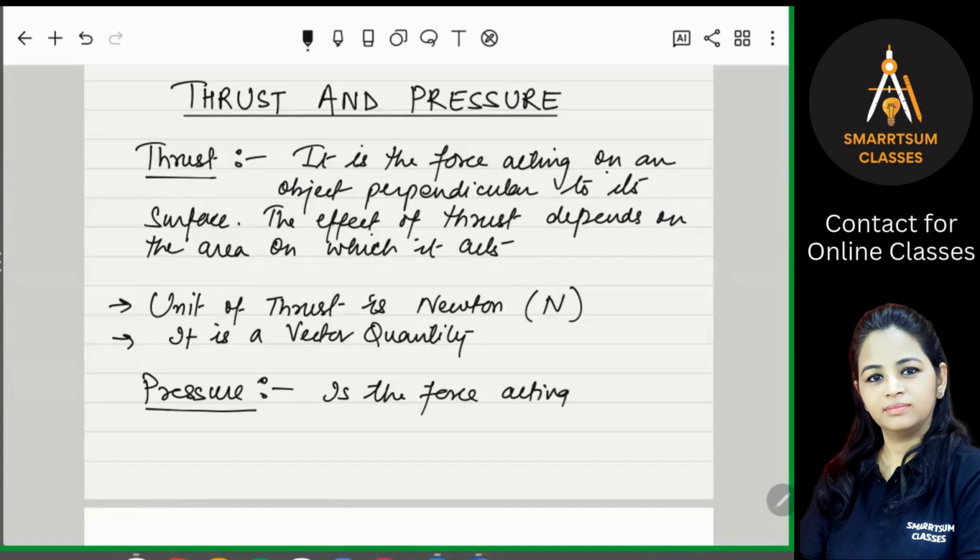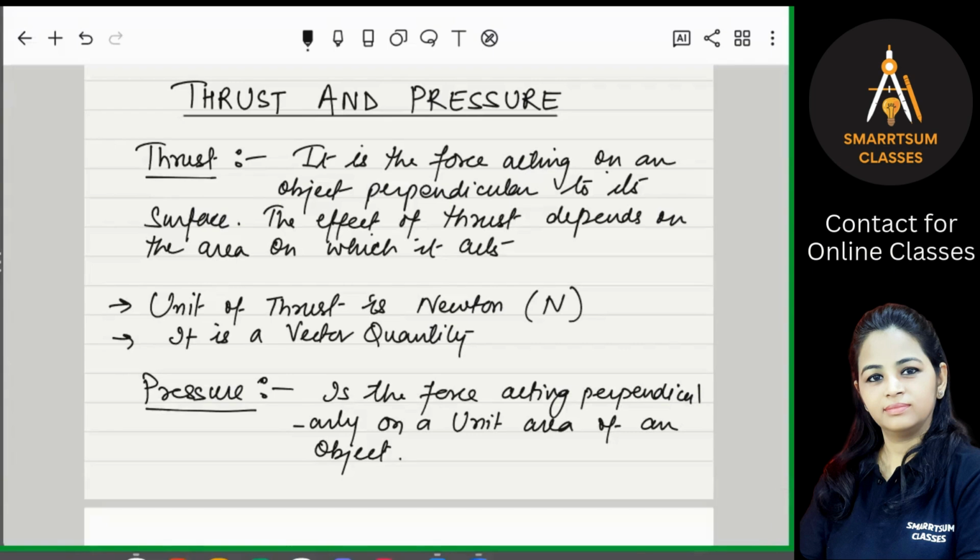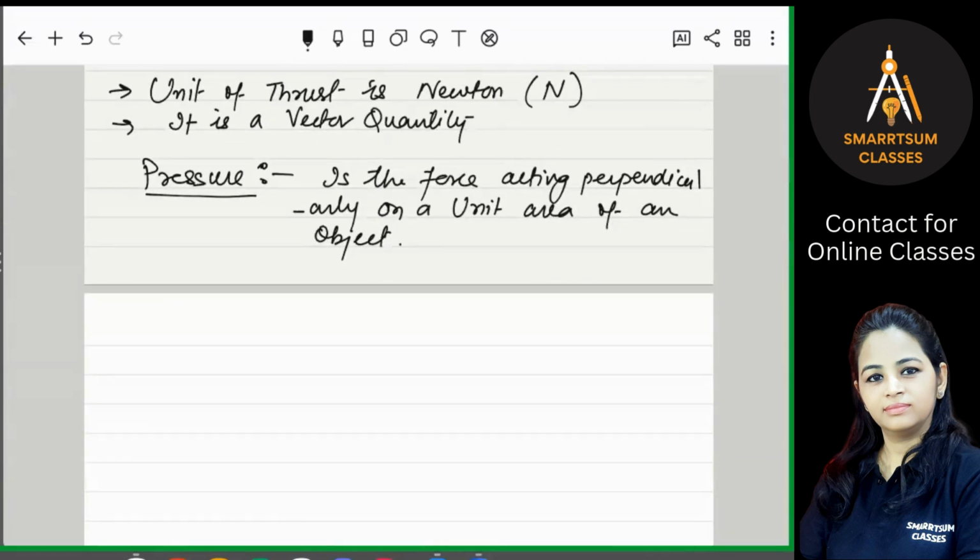acting perpendicularly on a unit area of an object. So thrust is that total force which is acting on the surface area, right? But when we are saying pressure, this is the force acting perpendicular on the unit area of that object, and that is pressure. Is it clear?